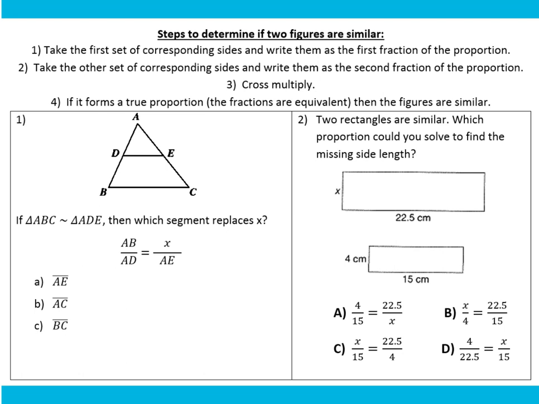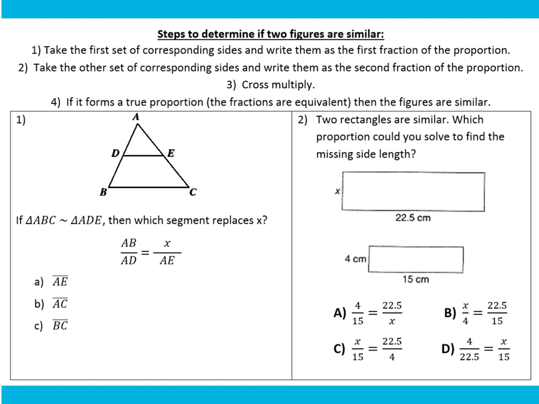As we move on to our third page, there are 4 steps to determine if two figures are similar. The first is to take the first set of corresponding sides and write them as the first fraction of our proportion. Then you take the other set of corresponding sides and write them as the second fraction of the proportion. Then we cross multiply, and if it forms a true proportion, then the fractions are equivalent. Then the figures will be similar. So that's our steps to determine if something is similar, but we're going to go ahead and say, well, if these ones are similar, then which is going to replace x? So we need to set up a proportion thinking that these are similar.